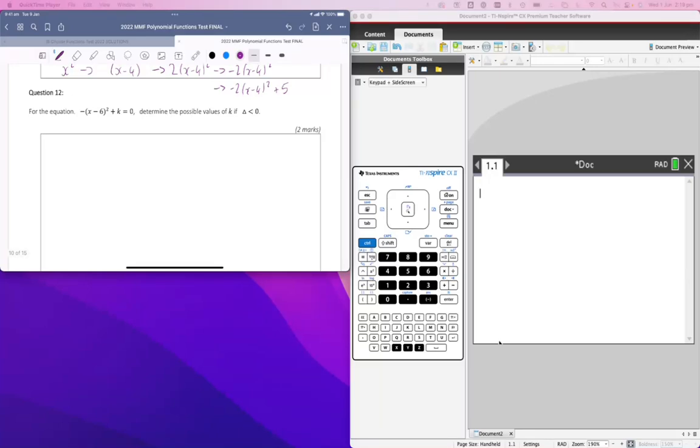Hi, so in question 12, there's a couple of ways we can attempt it. And again, we don't really need a calculator, although some of the numbers are a little bit big. So having your calculator there might be useful if you're not too confident of some of these slightly bigger numbers.